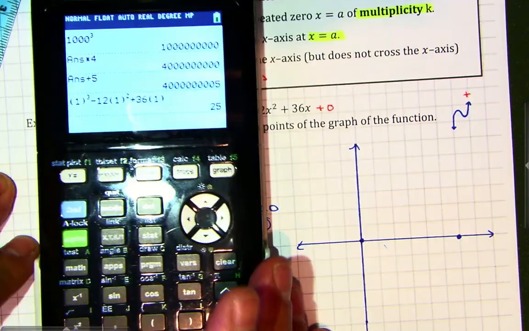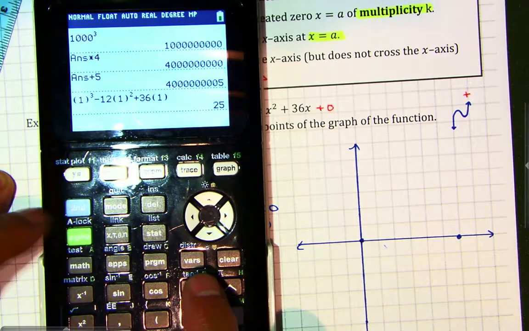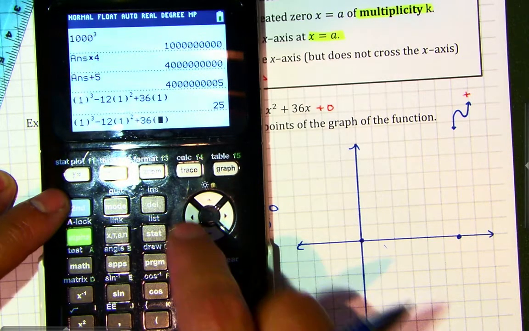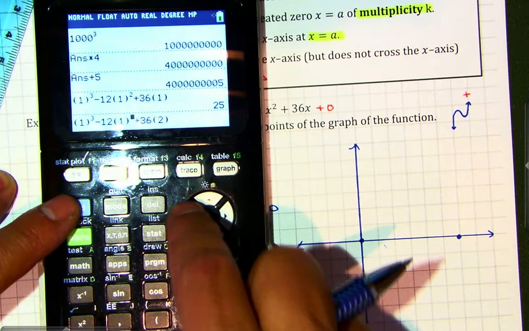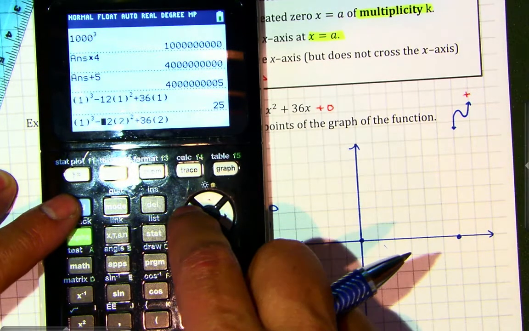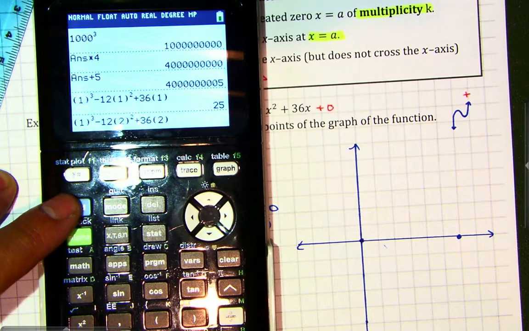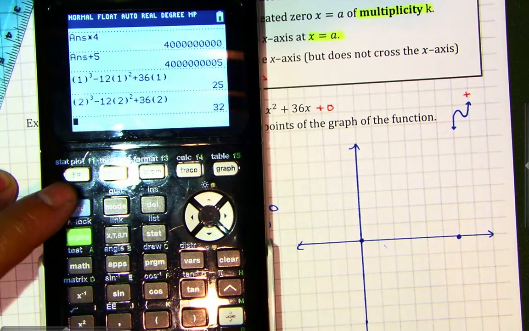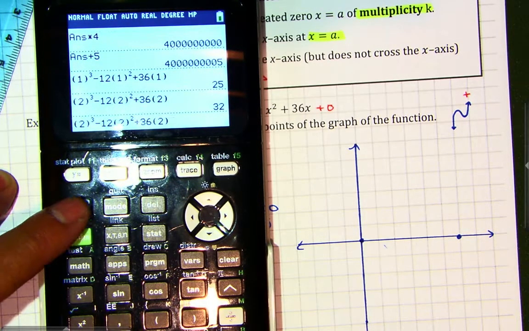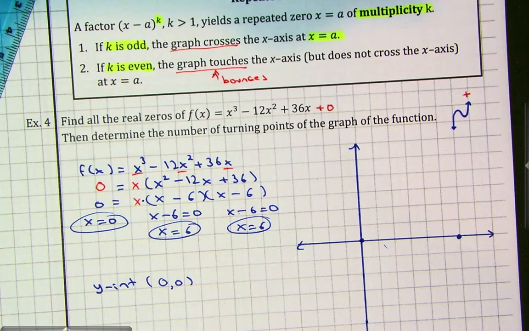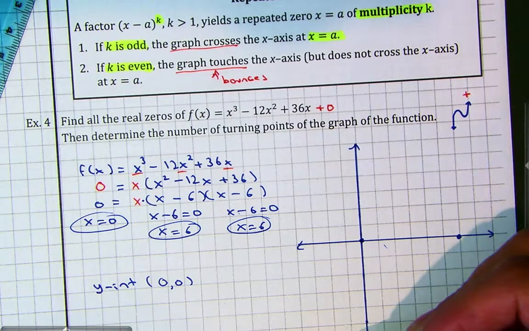So you can see how high it goes. If I want to plug in a 2 to find out where it goes, I can actually plug in additional points and plot them if we want to be more specific. It'll be 32 and so on. But for our purposes today, we just want to get a sketch. So I'm going to start from here.